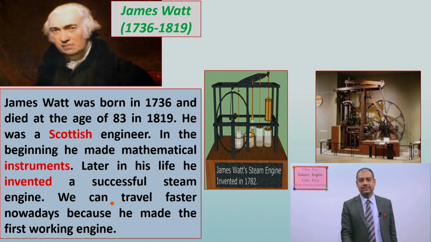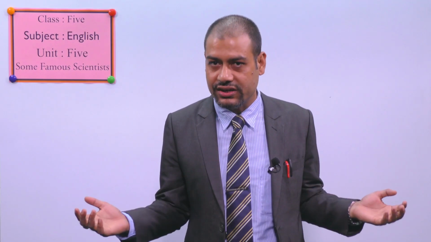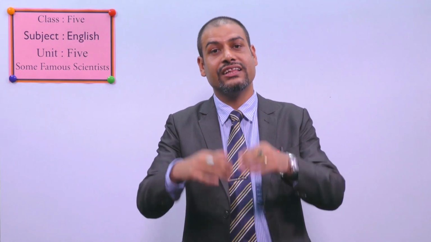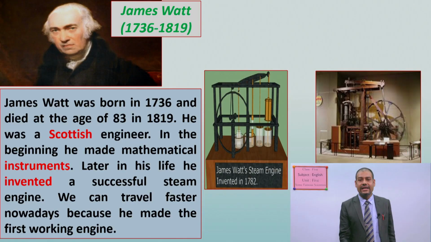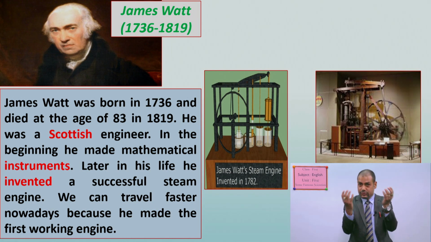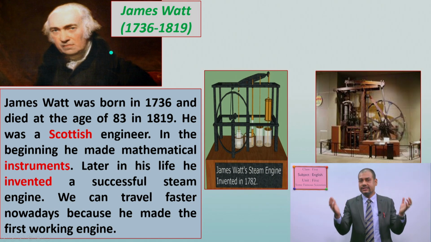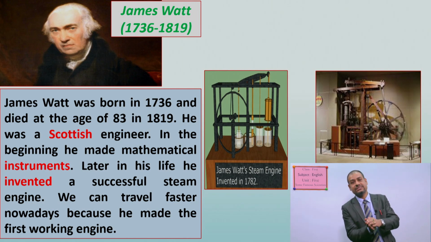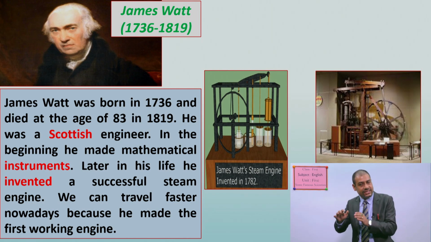At first, he was a Scottish engineer. He was just an engineer. He was not a scientist, okay? So when he was an engineer, in the beginning of his career, he made some mathematical instruments. Do you know the meaning of instruments? Later on, I'll tell you. Nowadays also, you people are using some tools, some instruments in your mathematics, you know. Those things were made by James Watt. That's why nowadays it is very easy for us to learn mathematics. He made some mathematical instruments, okay?